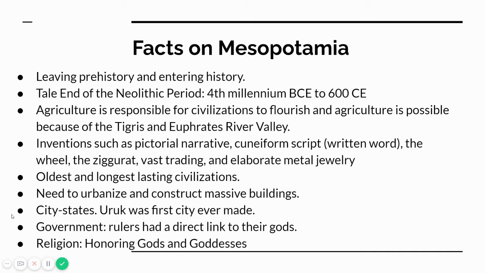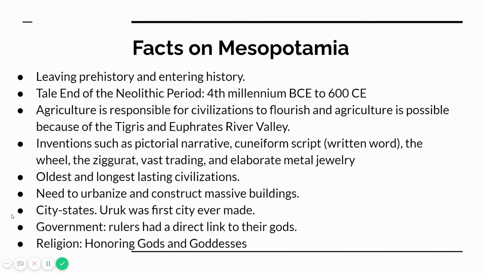This is the tail end of the Neolithic period. So, like I said, we're still in the fourth millennium BCE. And for this entire content area, we'll be going up to about 600 or 700 CE. Agriculture, agriculture, agriculture. I cannot say it enough. It is what is responsible for civilizations to flourish. And agriculture is only possible in this region because of the Tigris and Euphrates River Valley. These two rivers are what has made this area a place for lush settlement, and the development of how to irrigate from these two rivers is what has made civilization thrive.